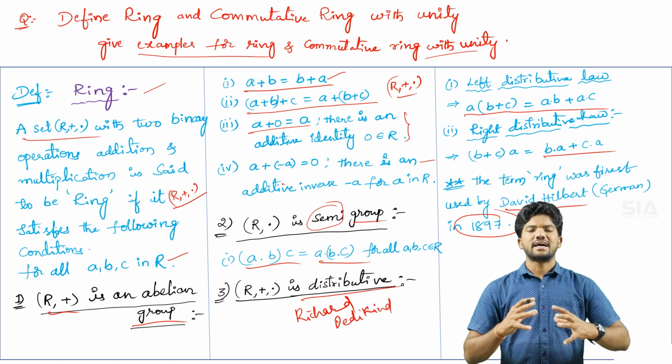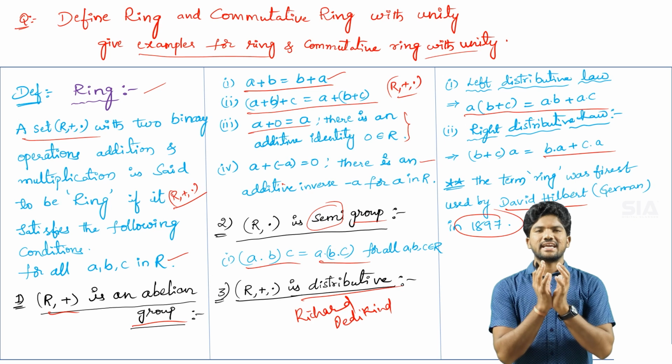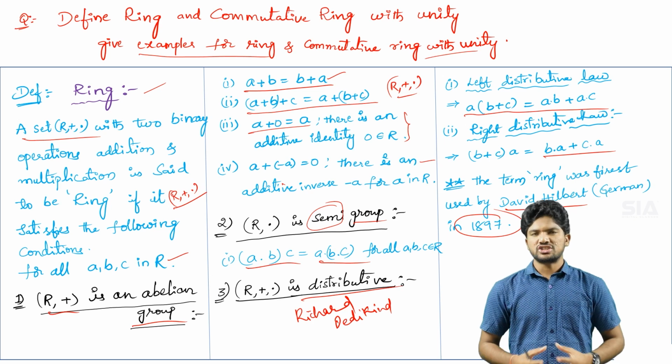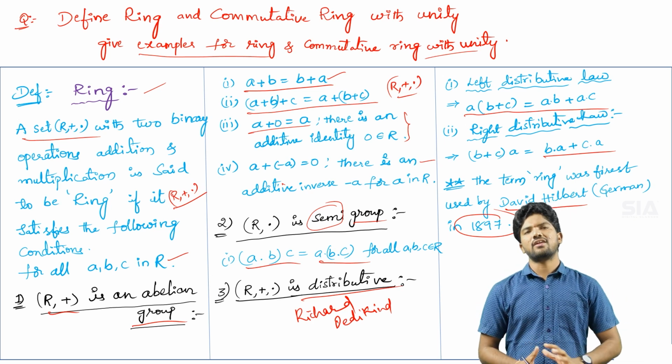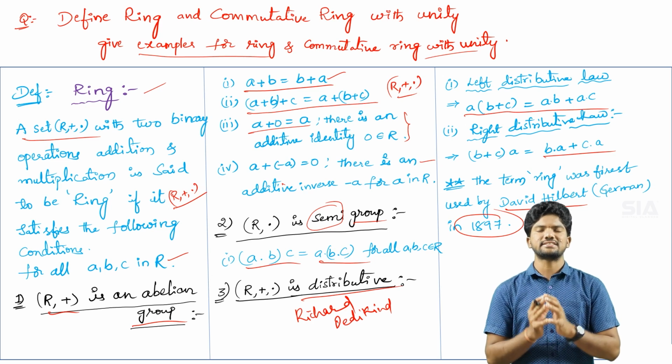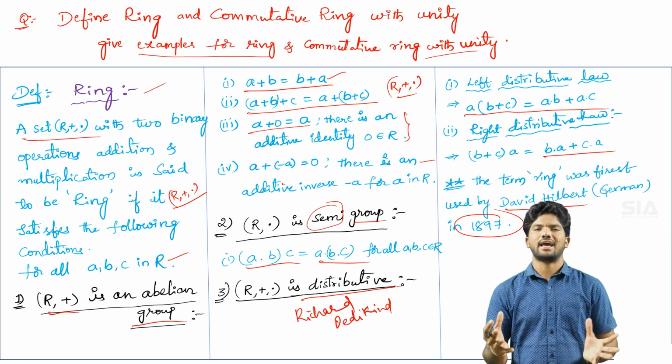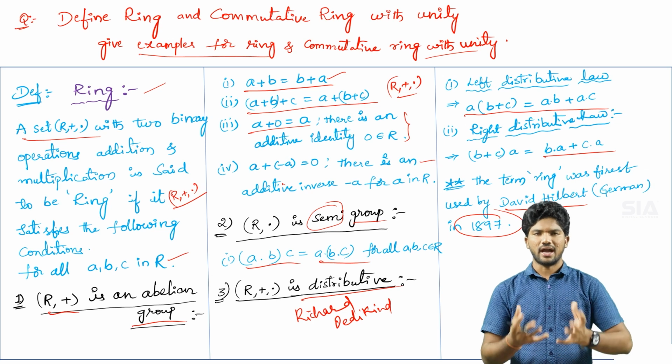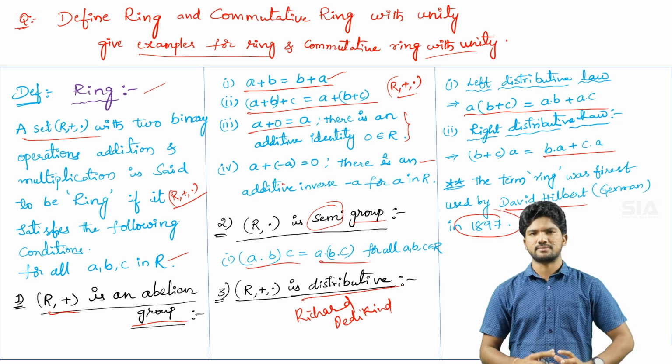Another mathematician, Richard Dedekind, gave the algebraic notion for this ring. That means he developed this concept. If you use multiplication and addition simultaneously for a set, what will happen? He thought in that format, and he discovered this type of concept.